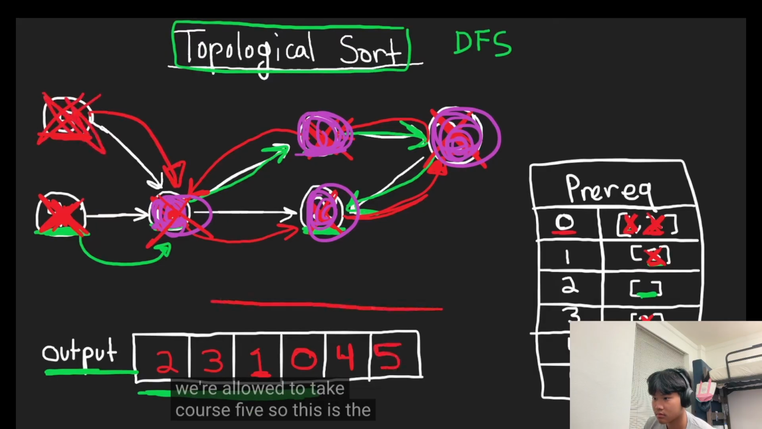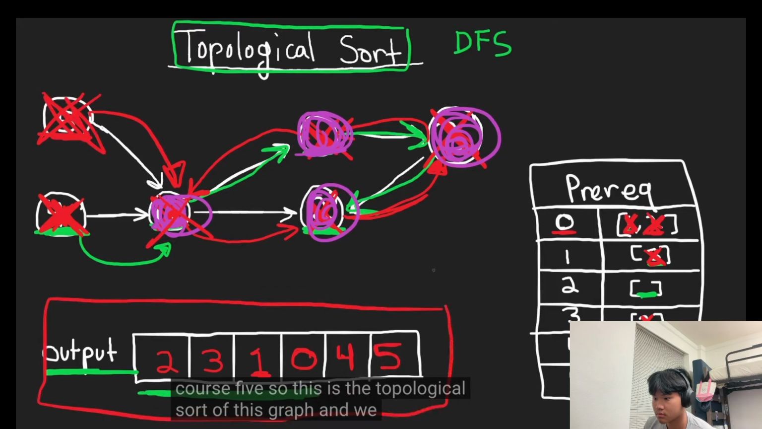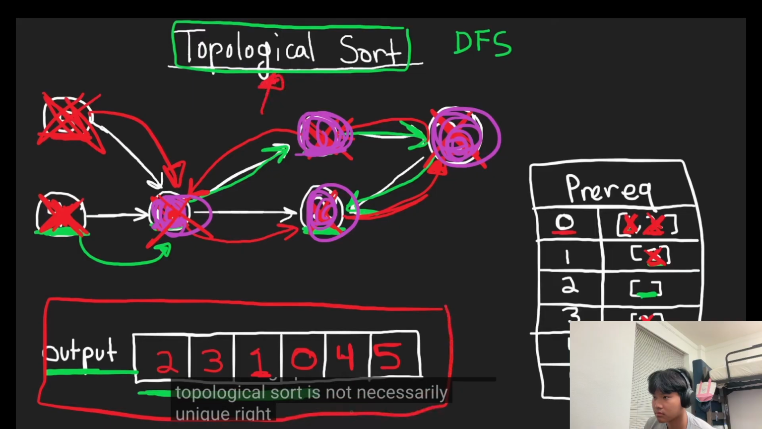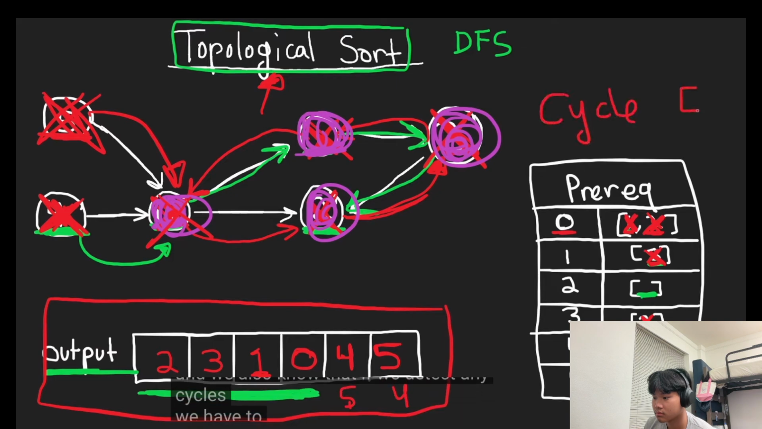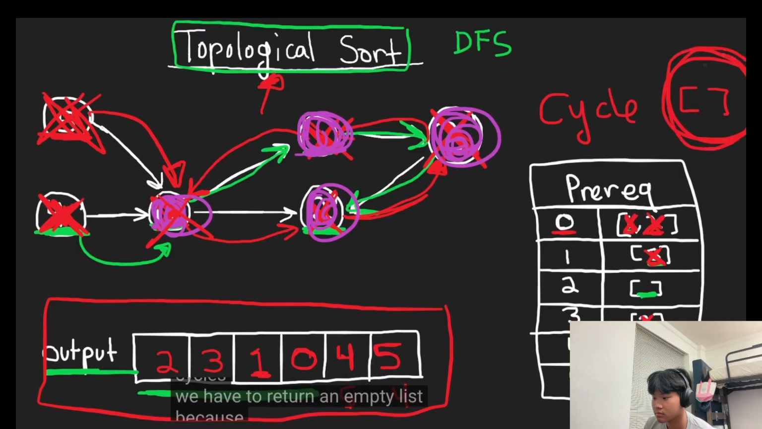So this is the topological sort of this graph, and we know that the topological sort is not necessarily unique, right? Like this could have been a 5 and a 4, so it's not unique. And we also know that if we detect any cycles, we have to return an empty list because that means that a topological sort is not even possible.